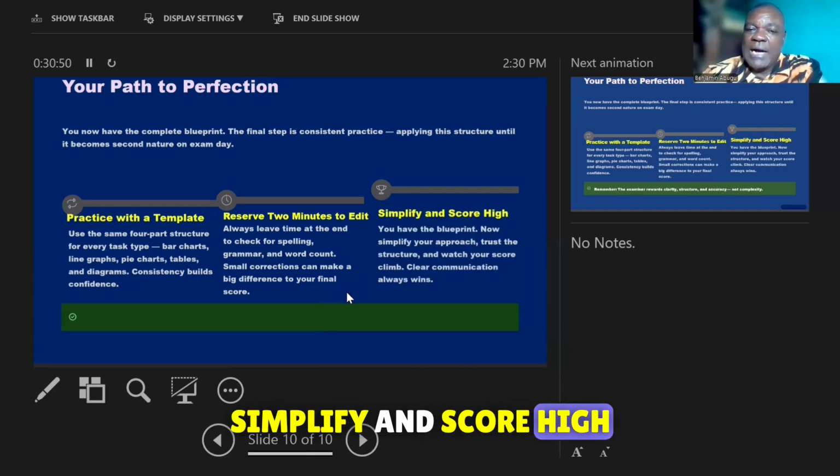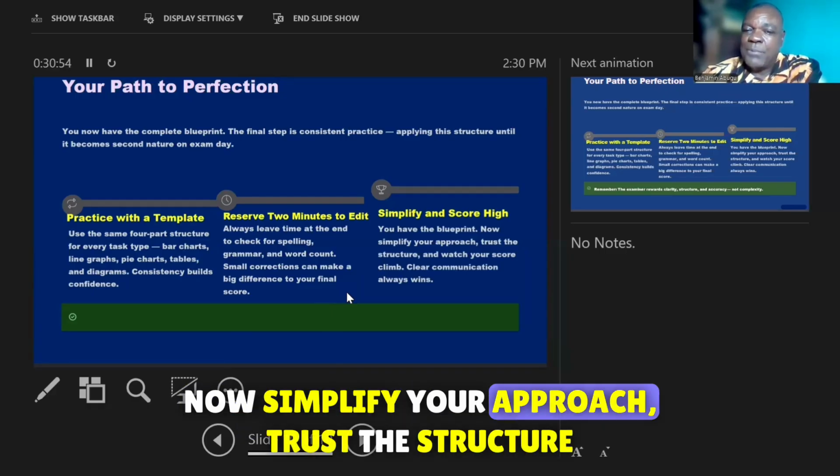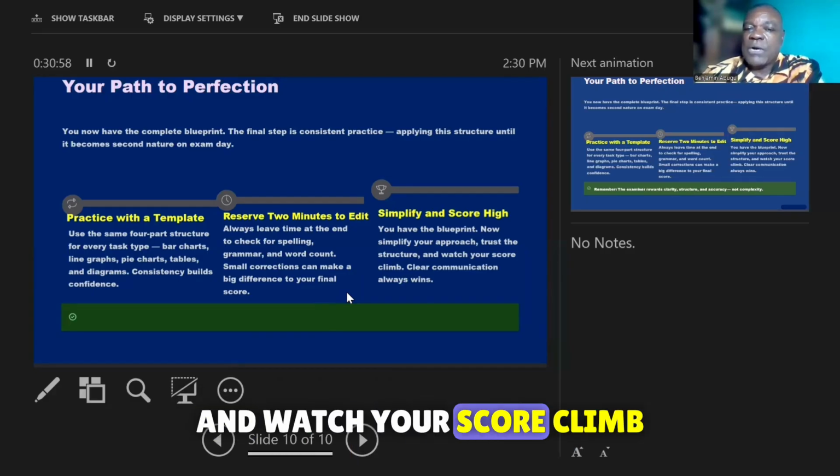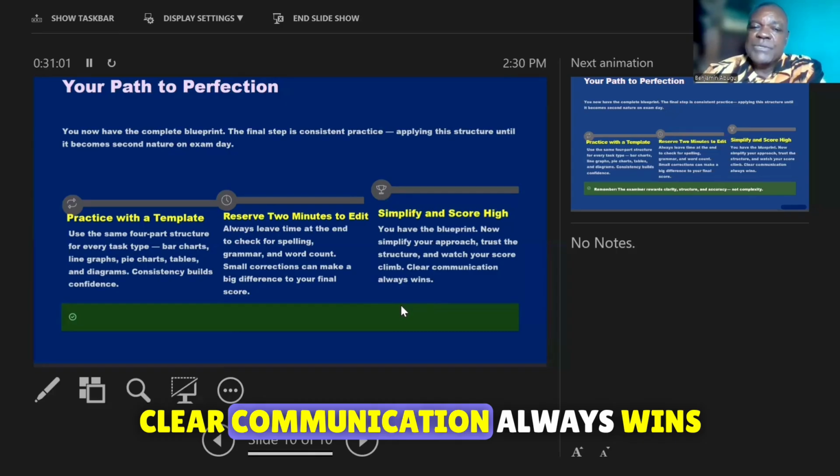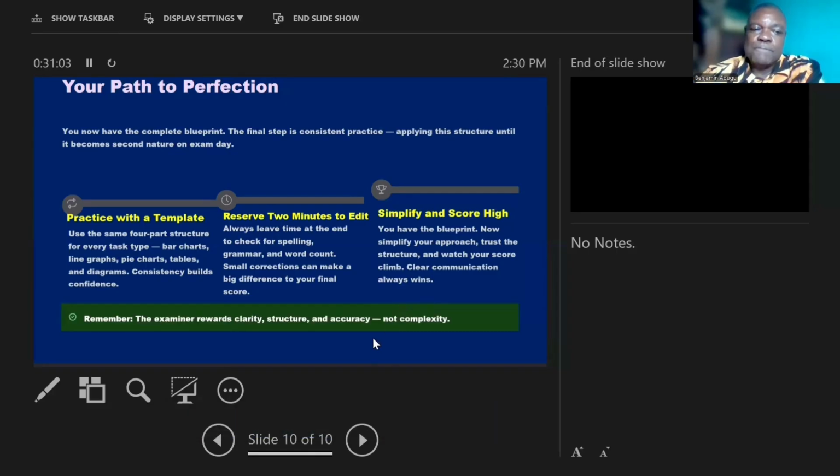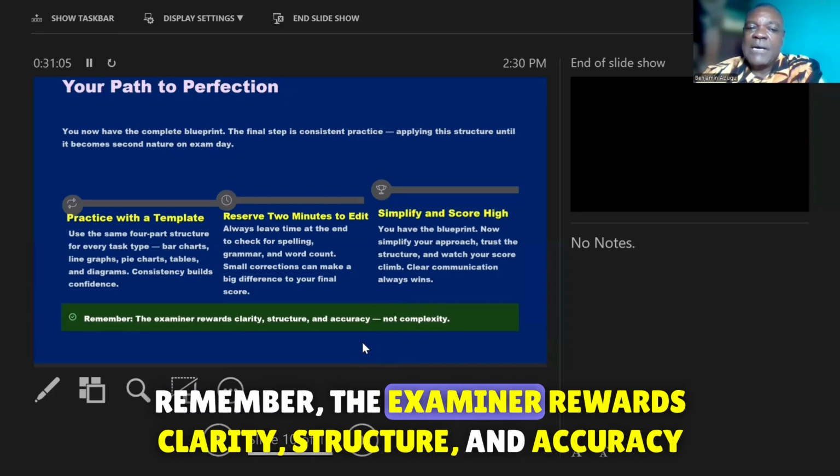Simplify and score high. You have the blueprint. Now simplify your approach, trust the structure, and watch your score climb. Clear communication always wins. Remember, the examiner rewards clarity, structure, and accuracy.